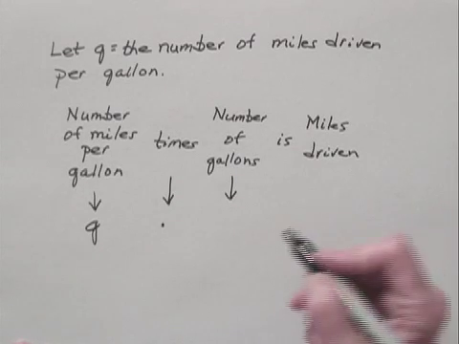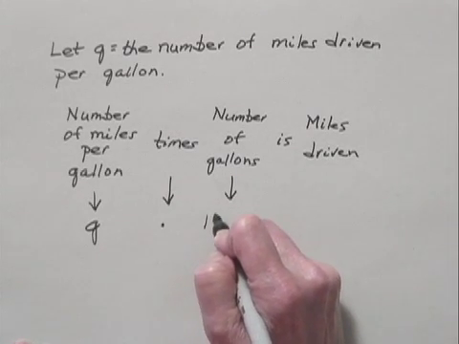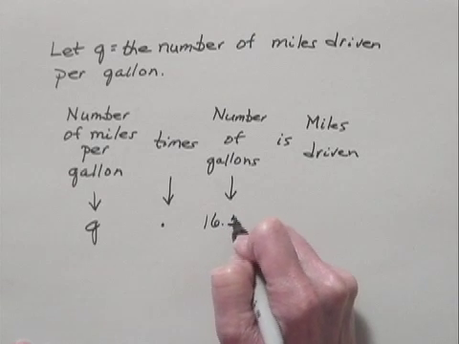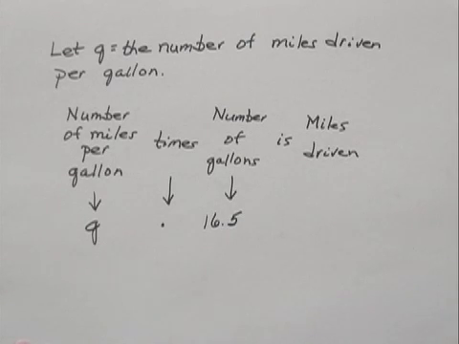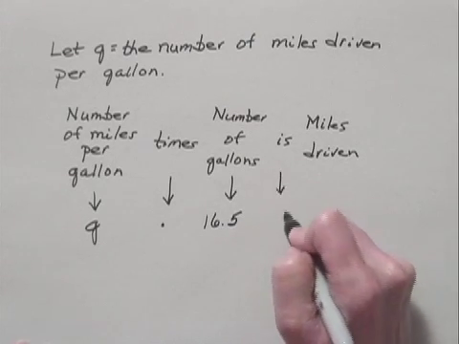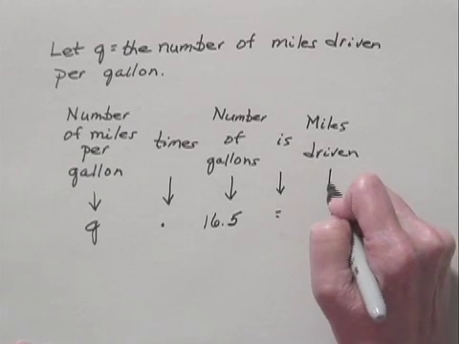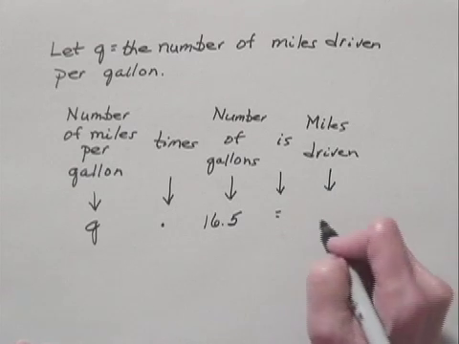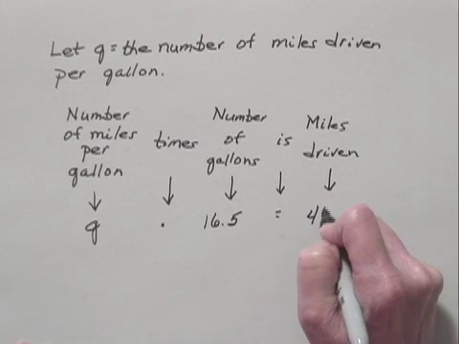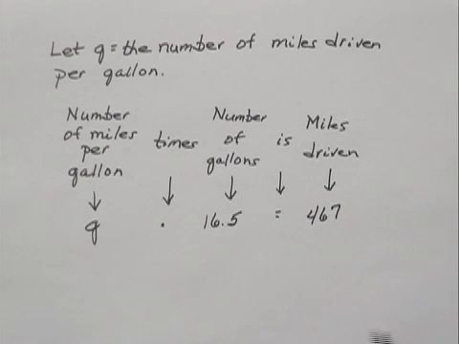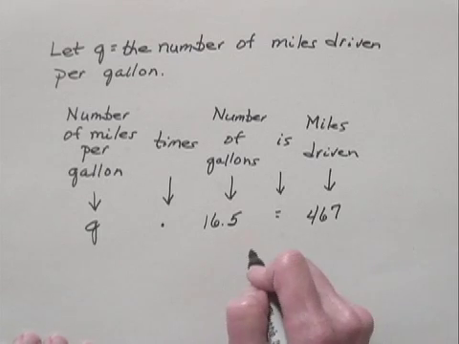The number of gallons used, we were told in the original problem that 16.5 gallons was used to fill up the car. Is translates to the equals sign, and the miles driven is what we previously found. We found that it was 467 miles. So we have an equation, G times 16.5 equals 467. We can divide both sides of this equation by 16.5 to find G.